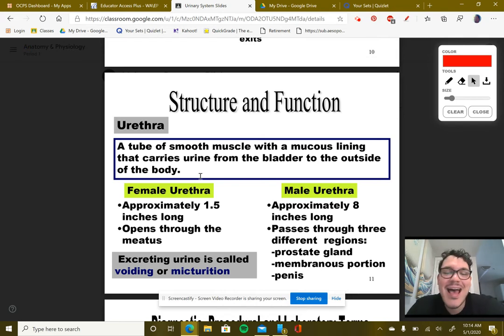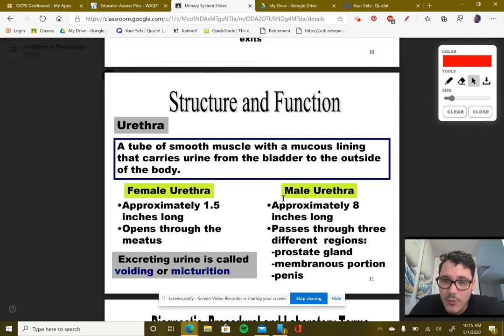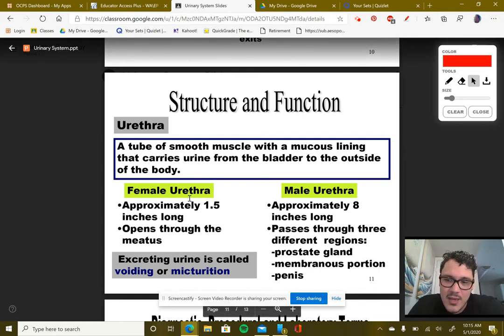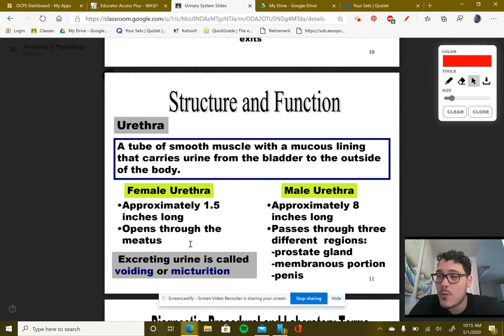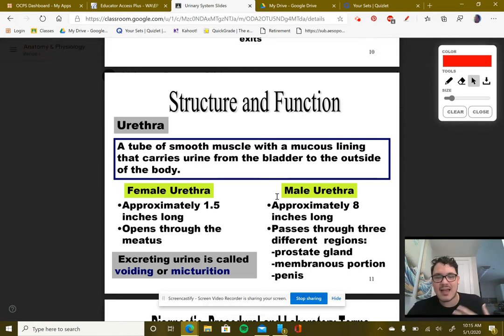Every single one of us has a urethra. However, you'll notice, depending on the sex of the individual, their urethra can differ. So here's something interesting that we observe. In women, the female urethra is approximately 1.5 inches long, and it opens through what's called the meatus. Again, we'll learn more about this in the reproductive system, but women have a separate exit for just urine, whereas for men, they have one exit, and that one exit is both for urine and for semen in the act of sexual intercourse.